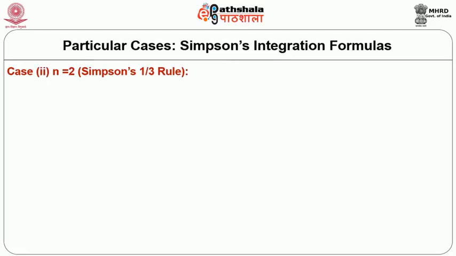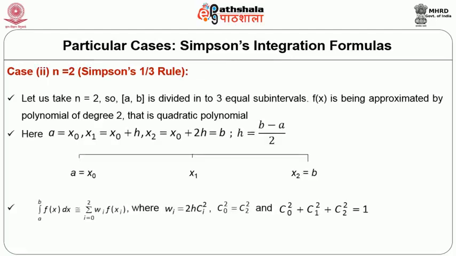Now with this, let us proceed ahead. Let us take the case n equal to 2, meaning we are approximating the function by a quadratic with 3 interpolating points. Our a is x0, b is x2 now, and x1 is the midpoint of the interval, and h will be (b - a)/2. x1 - x0 is h, x2 - x1 is h.